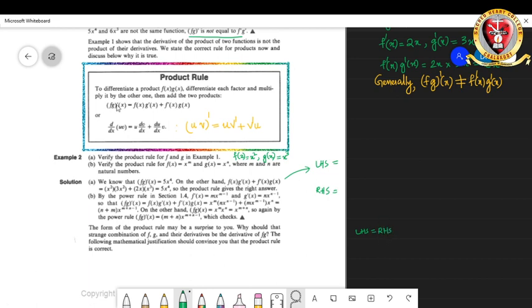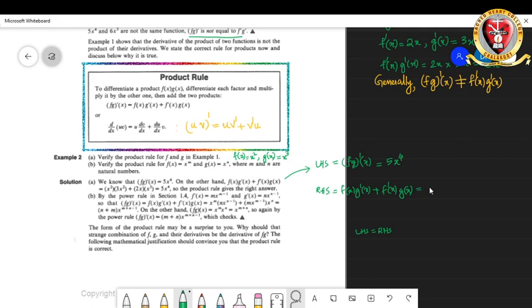So here in the LHS, you have (fg)' of x. So you have fg the whole dash of x, which was calculated earlier. So you get it to be 5x raised to 4. Okay, and RHS is nothing but f of x into g dash of x plus f dash of x into g of x, right?